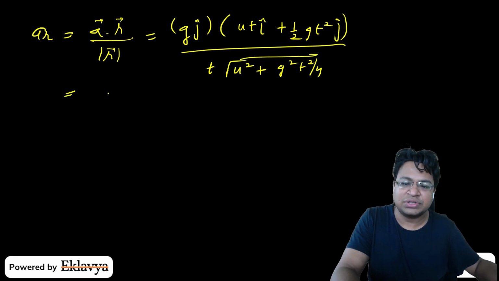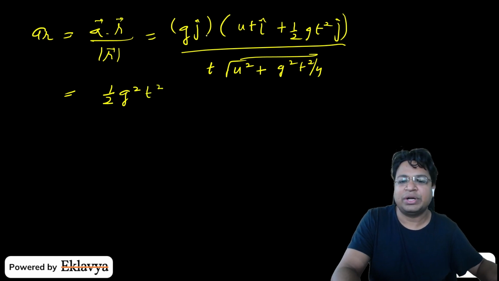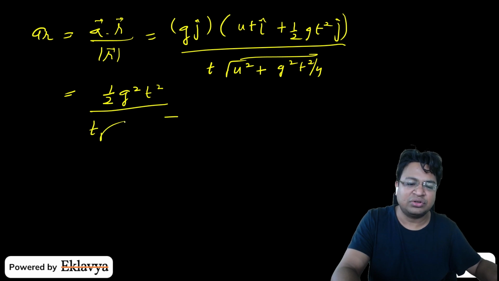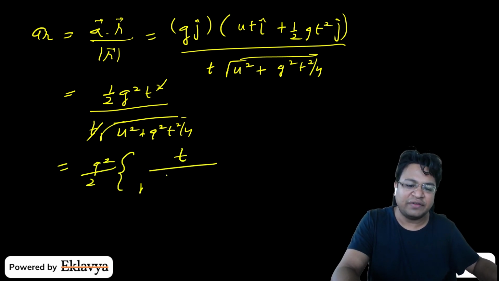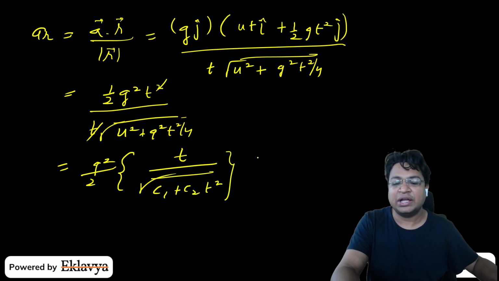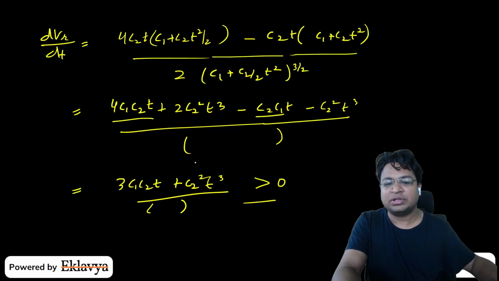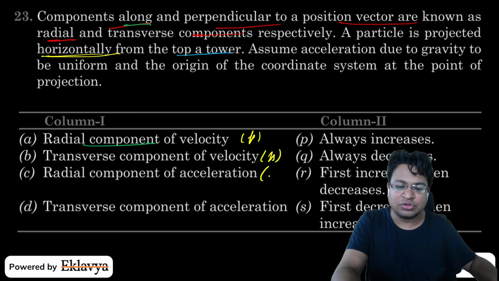So the dot product becomes half g square t square. Am I right? Half g square t square divided by t root of u square plus g square t square by 4. Again, the one t gets cancelled, so we are again ending up with g square by 2 multiplied by t divided by root of some constant plus some other constant into t square, which is again an increasing function. So the radial component of acceleration also increases with time.